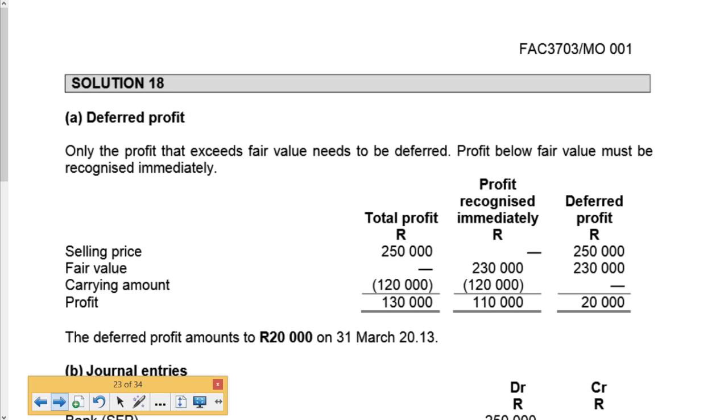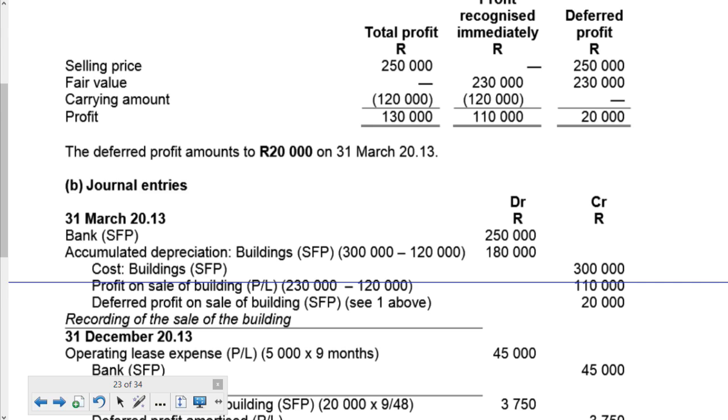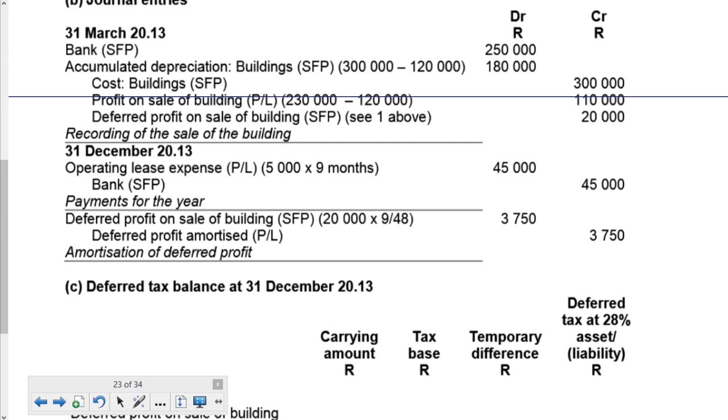Okay, let's have a look at the solution. They do the calcs the same as us. Here's the journals. Let me see if their journals are the same as ours. The first journal they do, yeah, it's the same journal. 330. And then, I don't know where they get the months. I think I didn't look at the year ends. But then here is the payments for the year, 5,000 Rand a month for 9 months.